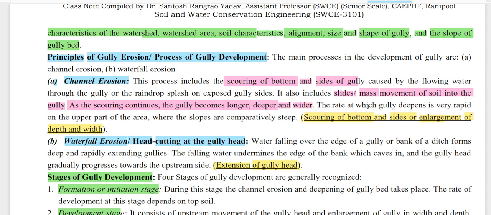The rate at which the gully deepens is very rapid on the upper part of the area, where the slope is comparatively steep. He is telling that the rate of deepening will be very rapid on the upper part, where the slope is steep.